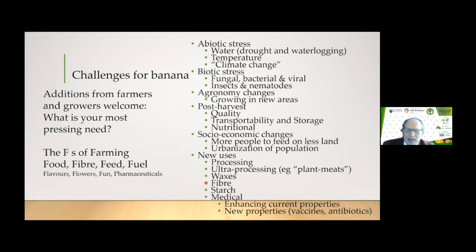So why is a car dashboard made from plastic? Why isn't it reinforced with banana fibers to make the quality there? And these, of course, are very high quality, high value markets. Medical uses and medicinal uses. The bananas and Ensete have a number of current properties which are claimed. We need to get proper evidence for those. And we need to also think about new properties.